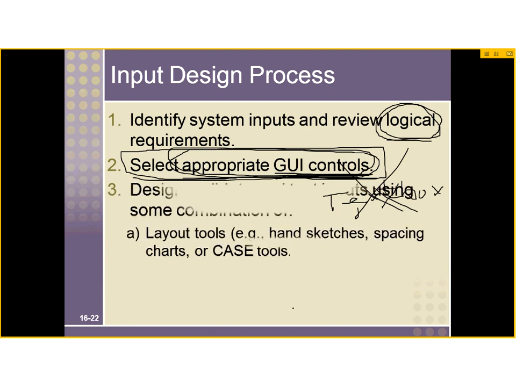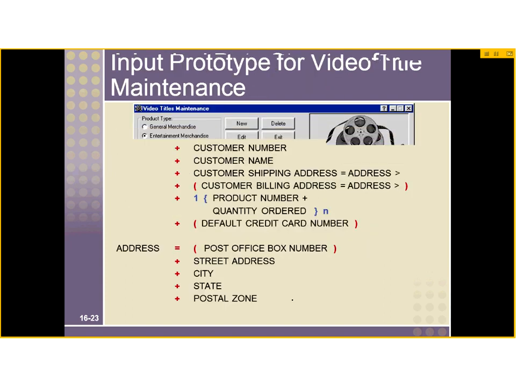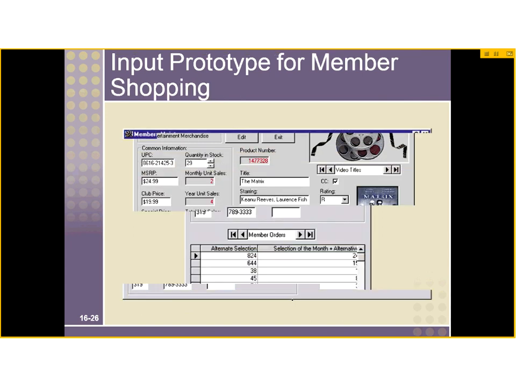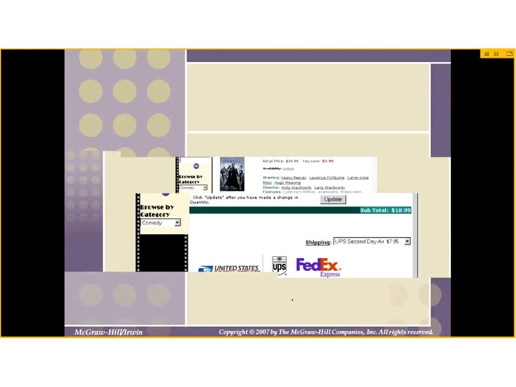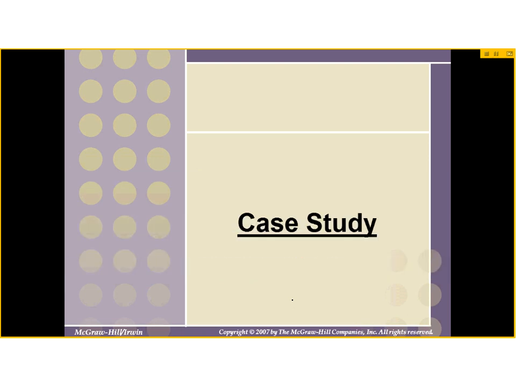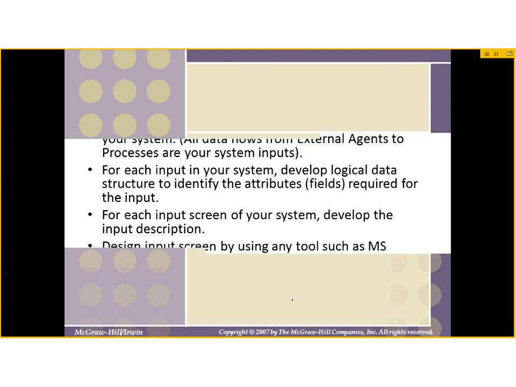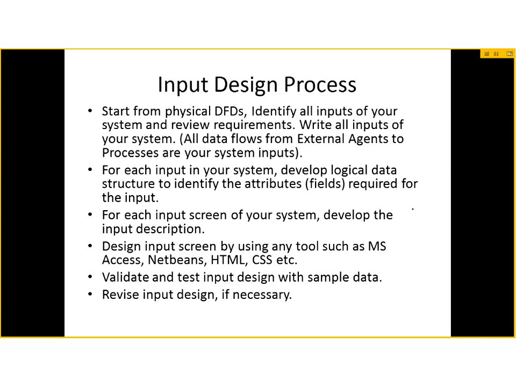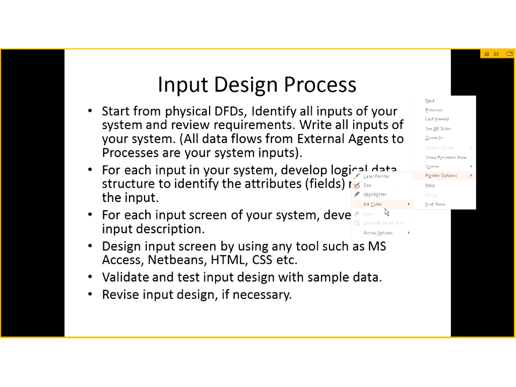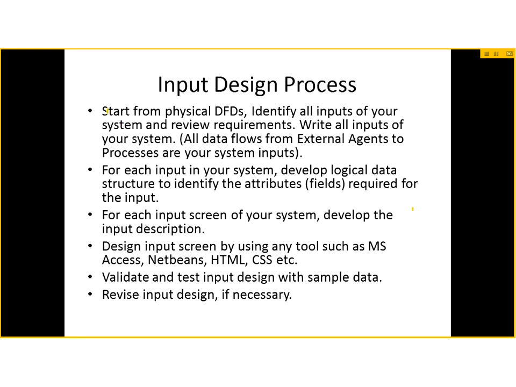Validate and test the input using some combination of layout tools and prototyping tools. So we use these tools to design the inputs, to validate them with the users, and to test them. And finally, if any source documents are to be designed, we also design them. This is an example of a logical data structure, as we have seen in the previous chapter. Logical data structures are a good tool to identify and arrange the fields that will be required for an input screen.